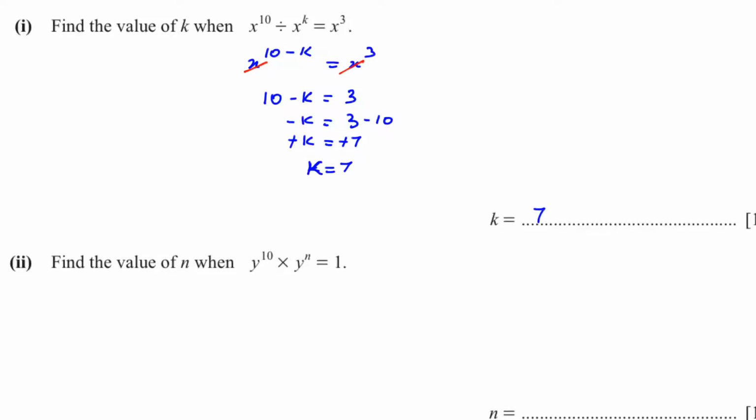For part 2, find the value of n when y to the power of 10 multiplied by y to the power of n is equal to 1. If it is multiply, we add the powers, so 10 plus n, and it is equal to 1. Whenever it is equal to 1, you should know that anything to the power of 0 gives us 1. So I can write here y to the power of 0. Again the same thing, the base will get cancelled and we will have 10 plus n is equal to 0. Therefore n is equal to negative 10.